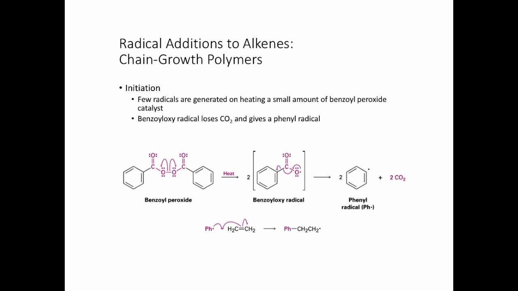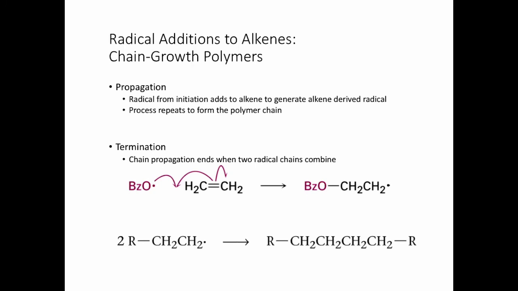In radical additions to alkenes, you can start with initiation, where you have some molecule like benzoyl peroxide that can be cleaved to give radicals. So this would give a benzyloxy radical, which then further decomposes to form a phenyl radical, a benzene ring with an unpaired electron. Then that will add to an alkene to give this radical. Then that process continues on to generate a polymer until finally you get to the termination where two radicals come together to form a species that's no longer a radical.